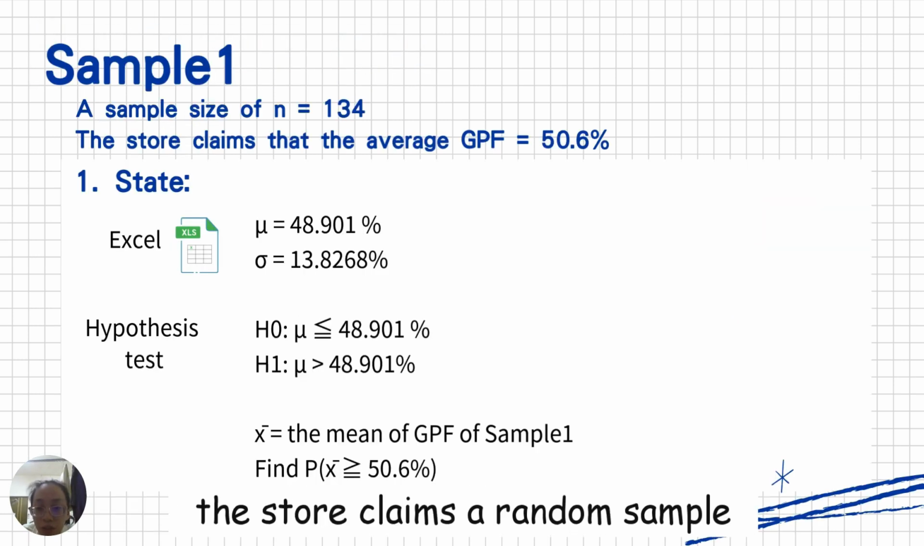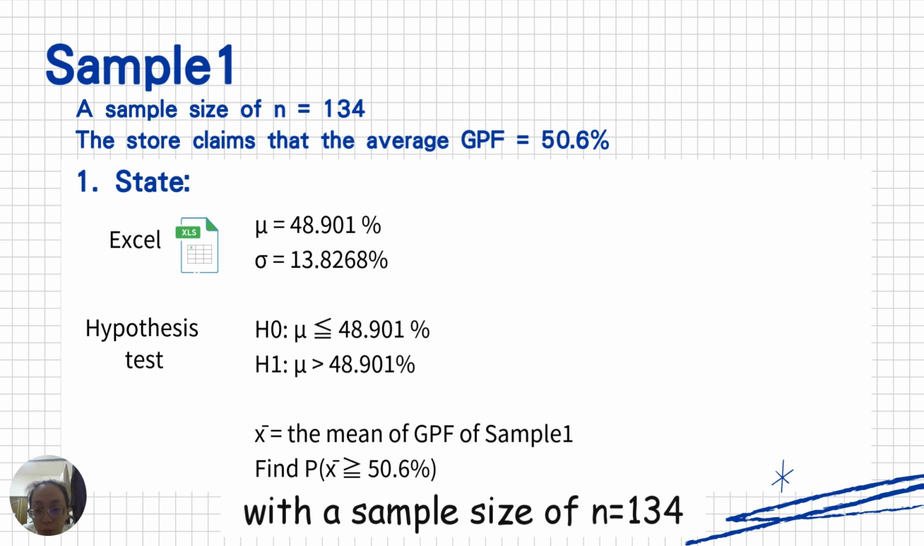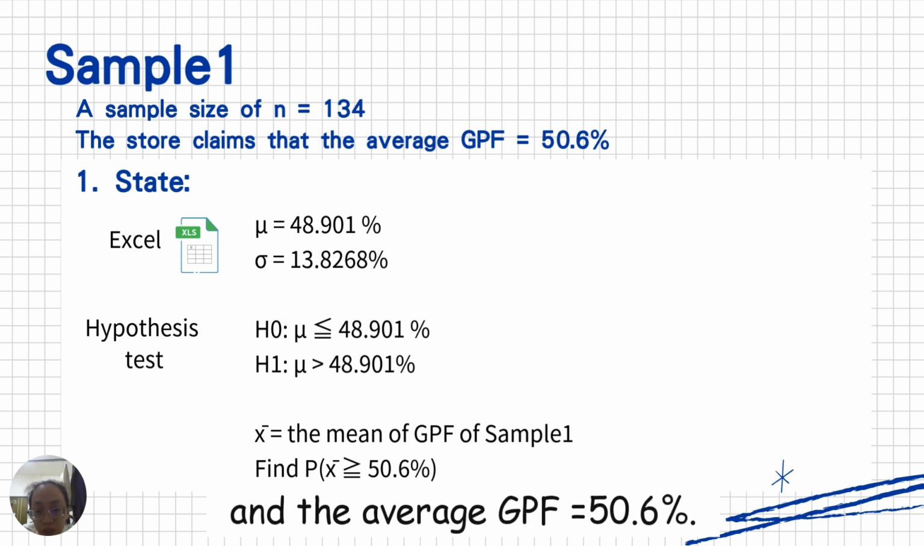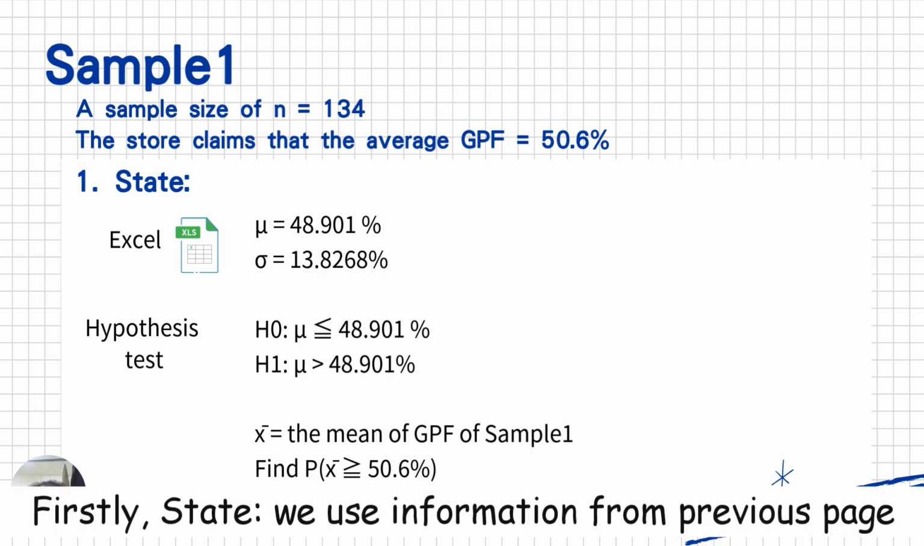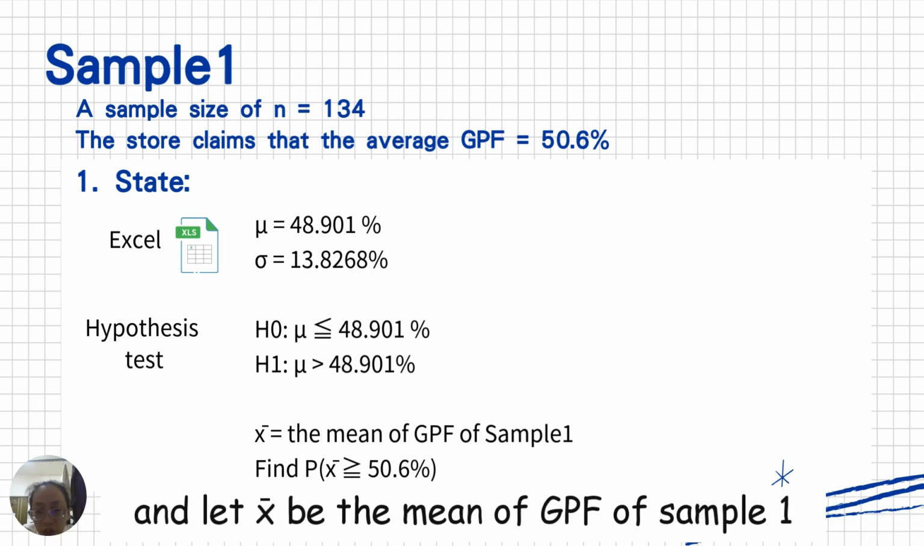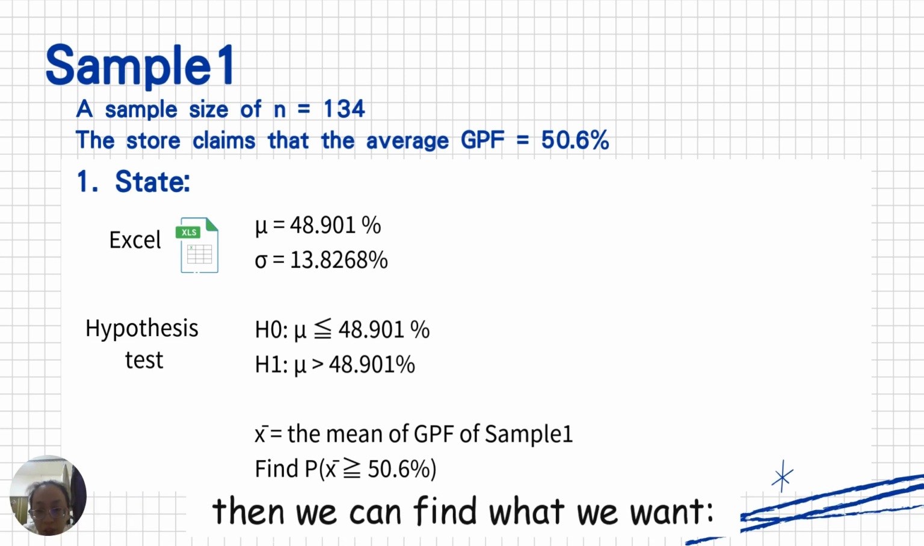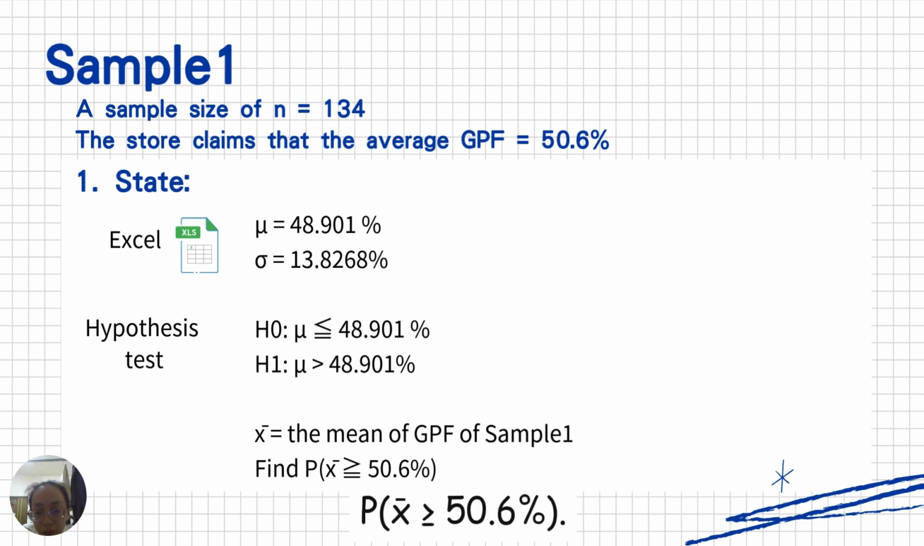Starting with sample 1, the store claims a random sample with a sample size of n equal to 134, and the average GPF equal to 50.6%. We use 4 steps to analyze this case. Firstly, state: we use information from the previous page and let X bar be the mean GPF of sample 1. Then we find the probability of X bar more than or equal to 50.6%.